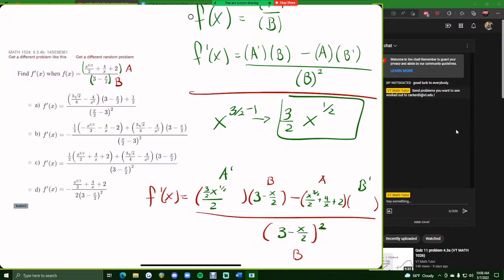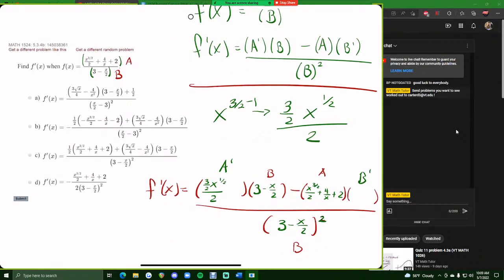And if we wanted to, it might help us to go ahead and reduce or simplify that. So if we have 3 over 2 divided by 2, really this 2 would just join in with this 2 on the bottom. So we'd have 3 over 4 times x to the 1/2.